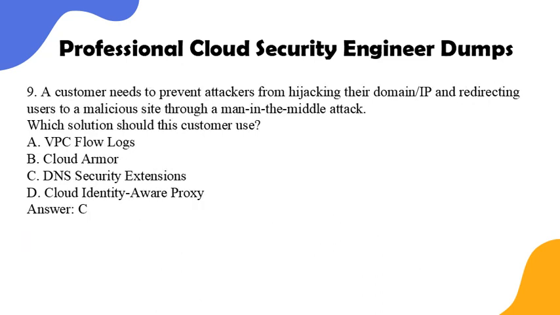9. A customer needs to prevent attackers from hijacking their domain and IP and redirecting users to a malicious site through a man-in-the-middle attack. Which solution should this customer use? A. VPC Flow Logs, B. Cloud Armor, C. DNS Security Extensions, D. Cloud Identity-Aware Proxy. Answer: C.